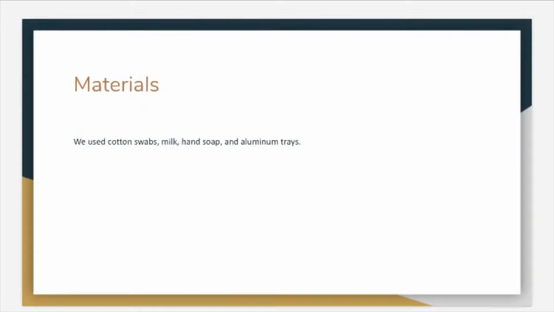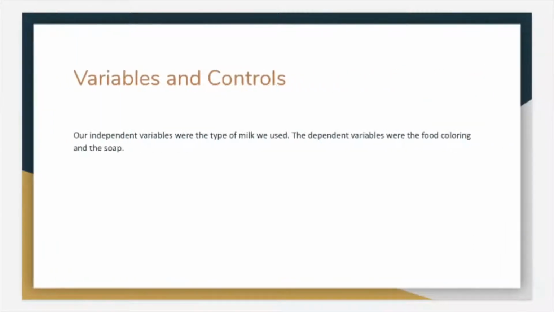The materials we used were cotton swabs, commonly known as Q-tips, whole milk, lactose-free milk, hand soap, and aluminum trays. Our independent variables, which are the ones we can change, were the type of milk we used. The dependent variables, which are the ones that don't change, were the food coloring and the soap.